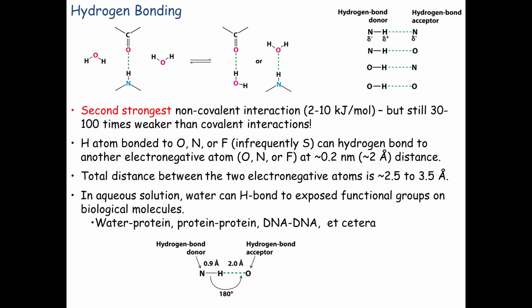Okay, so that's our hydrogen bonding. It's very, very weak. We're at 2 to 10 kilojoules per mole. Remember, our covalent bonds were in the hundreds of kilojoules. So this one's very weak.